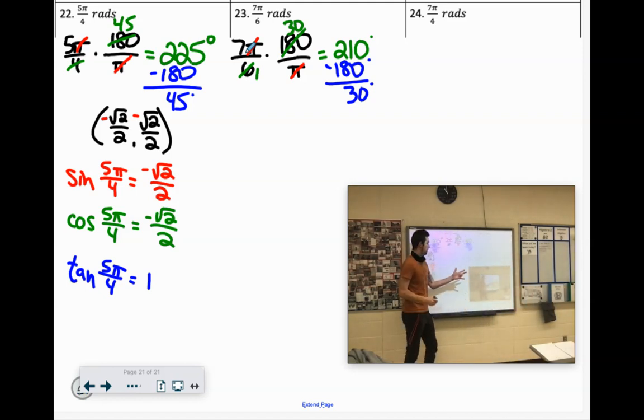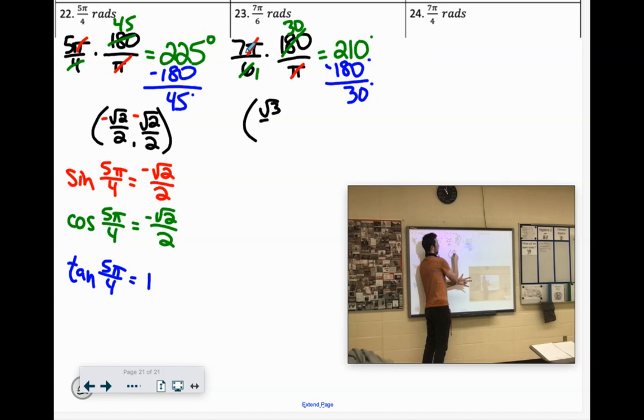30 degrees is our ring finger. On the left, we have 3 fingers. Root 3 over 2. Right, we have 1 finger, 1 over 2. It's quadrant 3, so they're both negative.